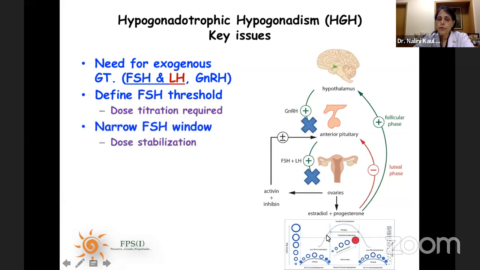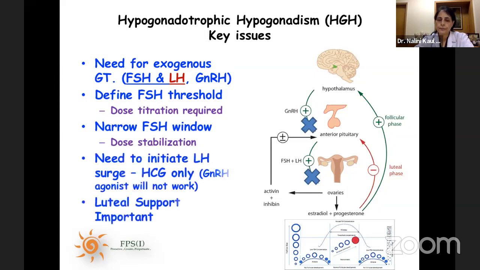And if you also need it to be there for a certain amount of time so that you have monofollicular development, you can't give excess and you can't give it for a longer time. So dose titration and dose stabilization are the two tricky and most important things when you're looking at hypogonadotrophic hypogonadism, because believe me, even these people will go into ovarian hyperstimulation syndrome if you have not controlled the dose.